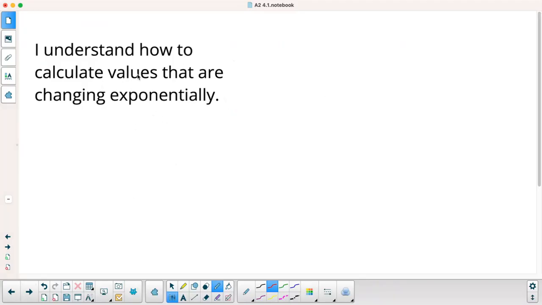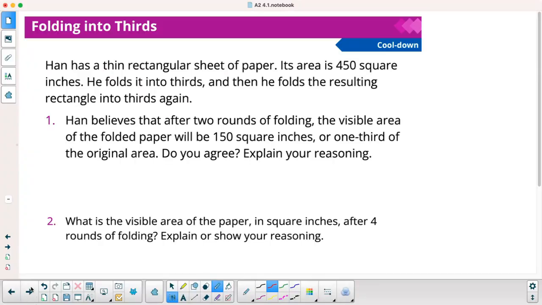All right, so our goal, I understand how to calculate values that are changing exponentially. I think we're in pretty good shape on that. So last thing here for our cool down. Han has a thin rectangular sheet of paper. Its area is 450 square inches. He folds it into thirds and then folds the resulting rectangle into thirds again. So in this one, you're folding it into thirds. You're not decreasing. You don't see the word decreases by 1/3. If it said it decreased by 1/3, you'd be keeping 2/3. So you have to multiply by 2/3.